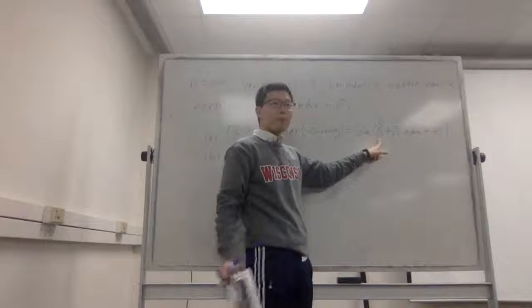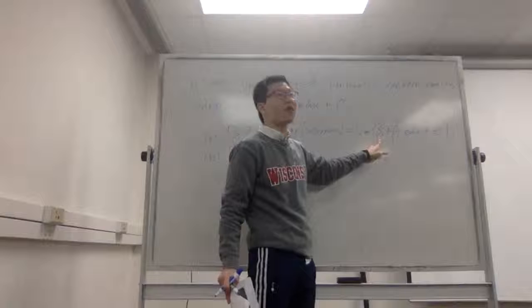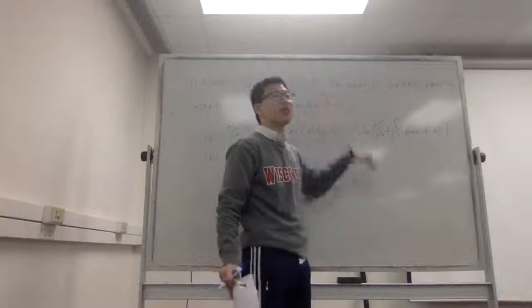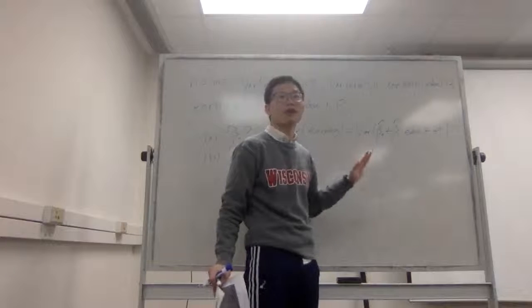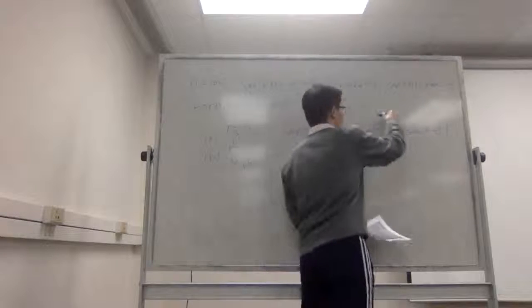But then this is beta 0. This beta 0 is a number, so it doesn't do anything with the variance, right? A number doesn't have a variance, right? So we don't have to care about that.